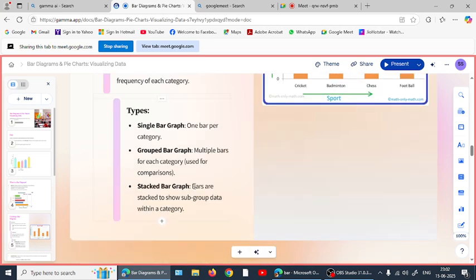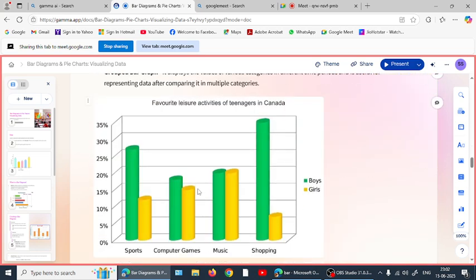Next is the grouped bar graph. A grouped bar graph is like this. Can you interpret this? Can you tell something about this graph? Just try to tell what you understood from this. Yes, it is a survey done between boys and girls.